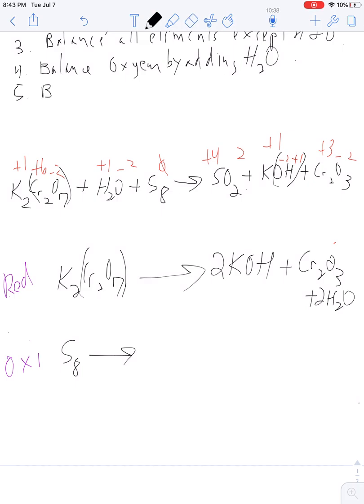Then I'm going to balance the hydrogens by adding H+. Okay? So I've got 2 hydrogens there, 4 hydrogens there, so I have 6 hydrogens on this side. So that means I'm going to have to add 6 H pluses to the other side.